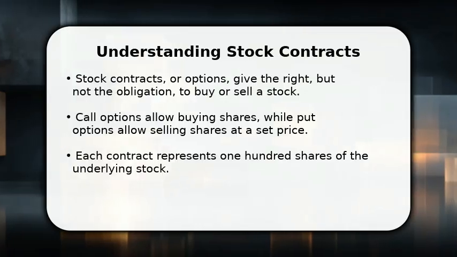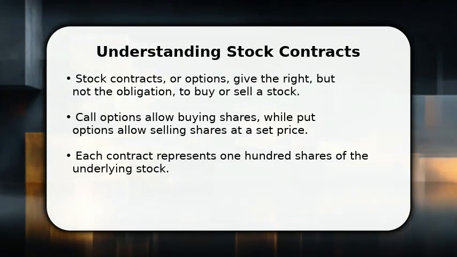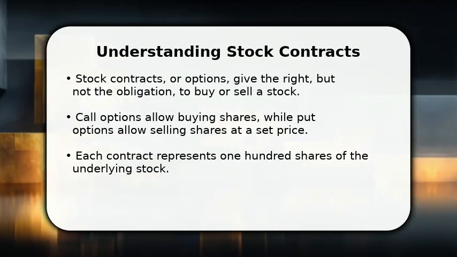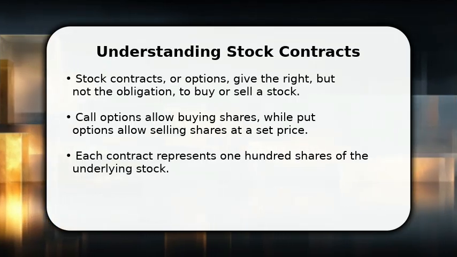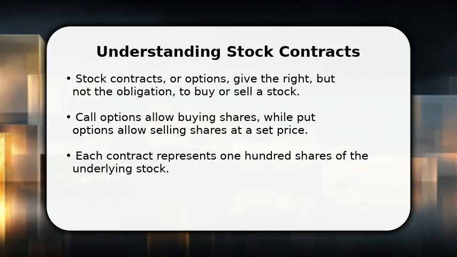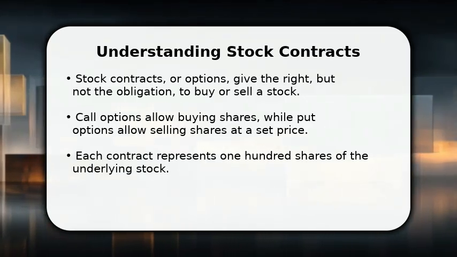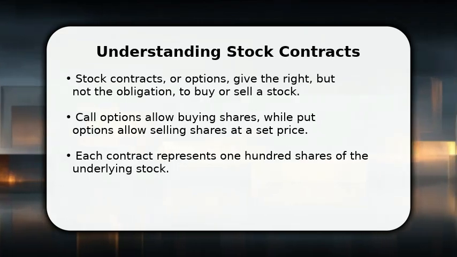In this video, I will explain how to buy stock contracts using an easy method. Stock contracts, commonly known as options, are financial agreements that give you the right, but not the obligation, to buy or sell an underlying asset at a predetermined price by a specific date. There are two main types: call options, which allow you to buy, and put options, which allow you to sell.